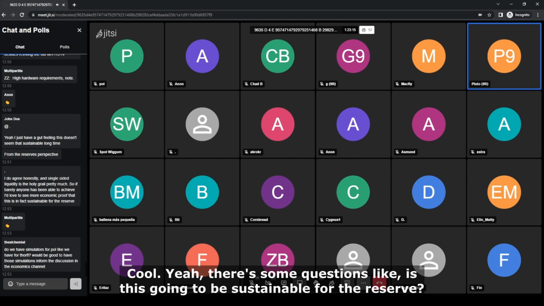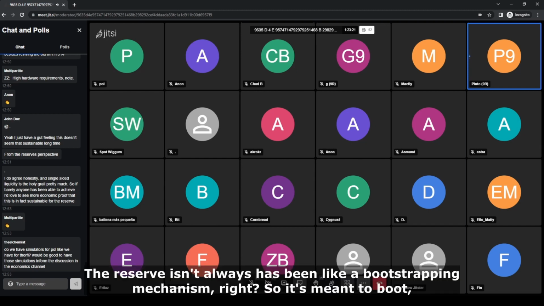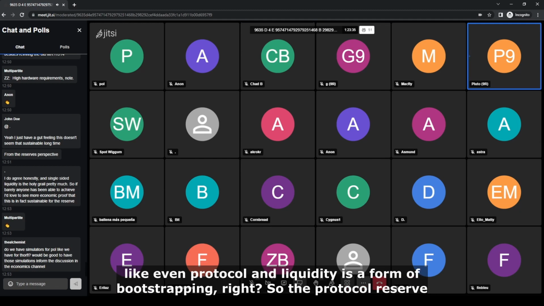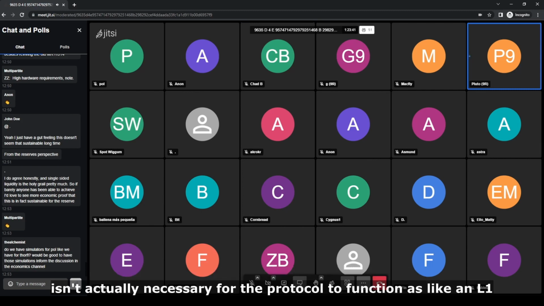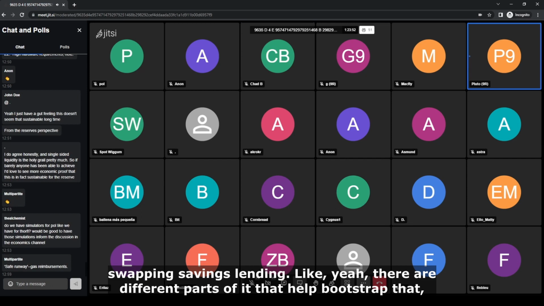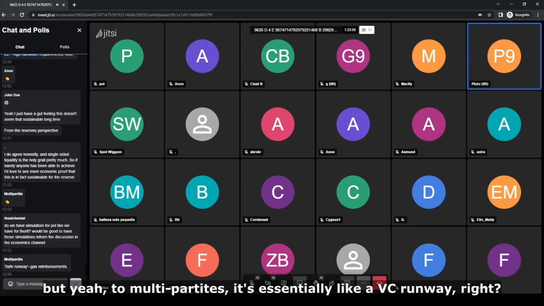Cool. Yeah, there's some questions like, is this going to be sustainable for the reserve? The reserve is and always has been a bootstrapping mechanism, right? It's meant for block rewards, to bootstrap bond, to bootstrap LPs, to bootstrap the protocol. Even protocol-owned liquidity is a form of bootstrapping, right? So the protocol reserve isn't actually necessary for the protocol to function as an L1 for swapping, savings, and lending. There are different parts of it that help bootstrap that.